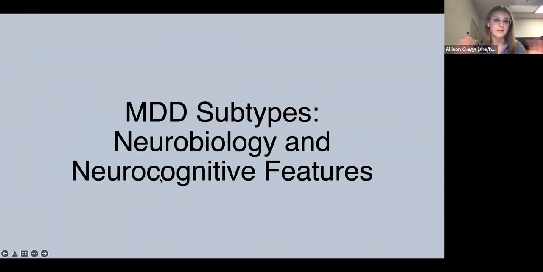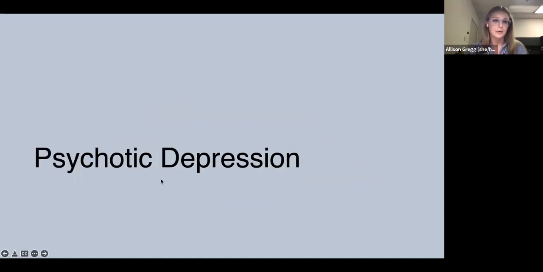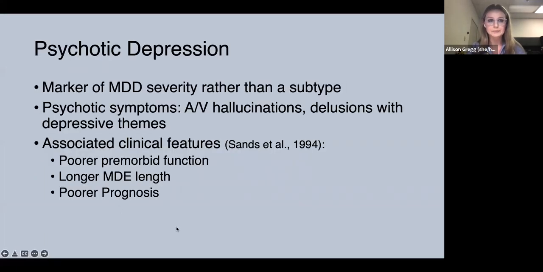So now that we've had the kind of easy breezy introduction into neurocognitive assessment, let's start to apply that to the different MDD subtypes and also take a look at some of the neurobiological correlates of the subtypes as well. And so we'll go through in order of bulk of research and evidence, starting with psychotic depression, since this is potentially the most studied subtype of the bunch that we'll look at today.